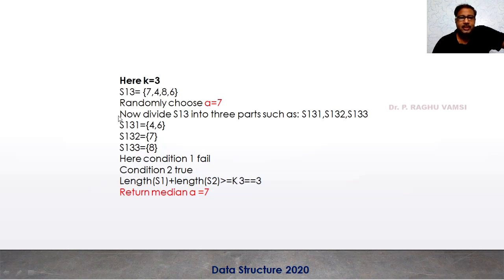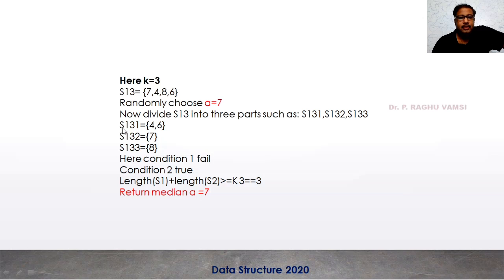Now here K is equal to 3. Now repeatedly select a random number from this subset here. Assume that the random number that we have chosen is 7. Now divide S13 into 3 parts like S131, S132, S133, in which elements less than 7 are placed in S131. The randomly chosen element will be there in S132. Elements that are greater than the randomly chosen element will be placed in S133.